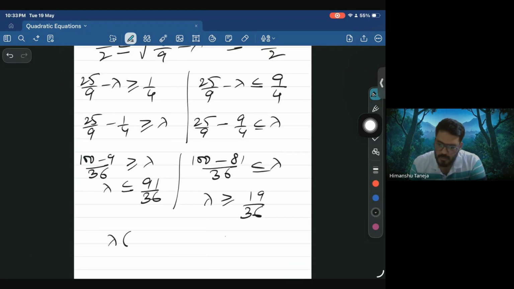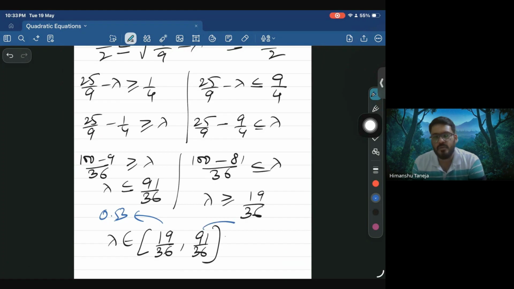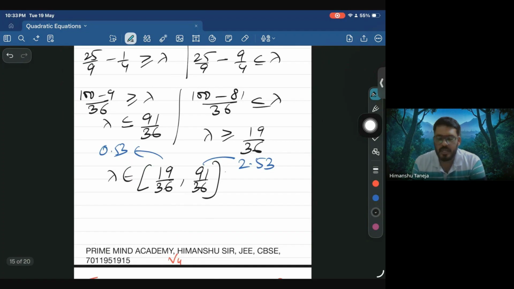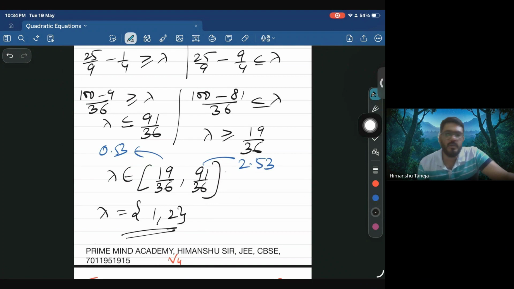So if you write the range of lambda in this particular situation, lambda is ranging from 19 over 36 to 91 over 36. Roughly calculating these values, 19 over 36 approximates to 0.53, and similarly 91 over 36 approximates to 2.53. So lambda is lying between 0.53 and 2.53. And the question was asking the sum of the possible integral values. So we have two integers that satisfy this scenario, and the sum becomes equal to 1 plus 2, which is equal to 3.